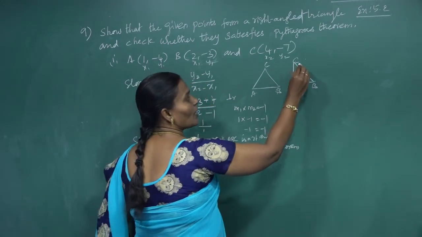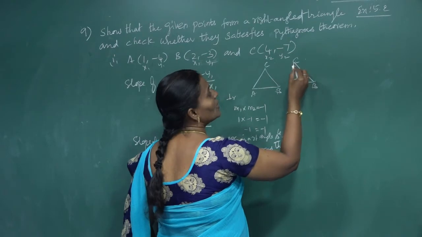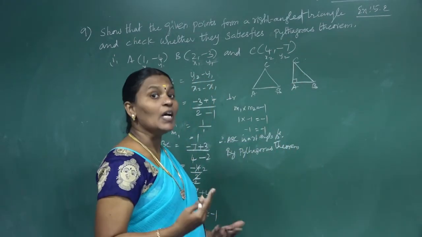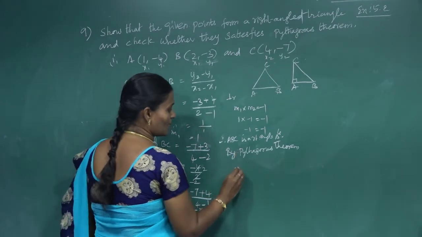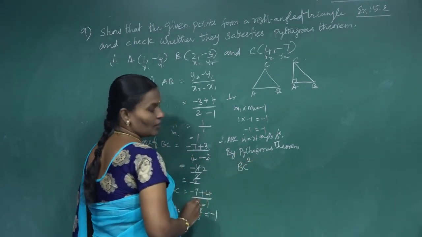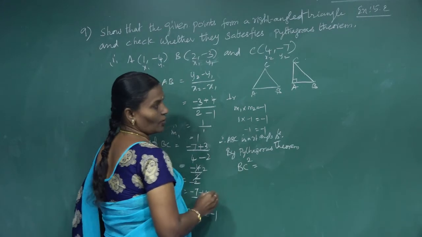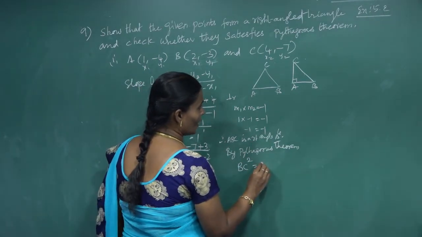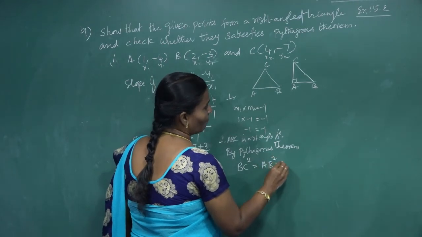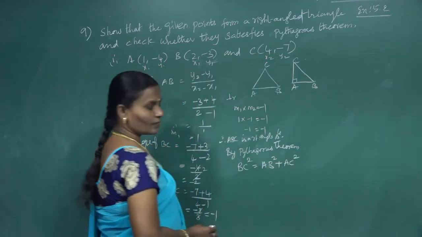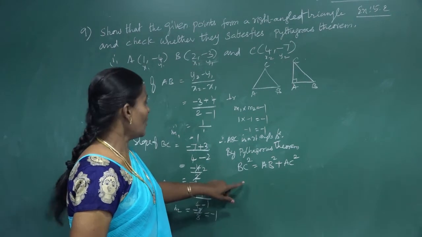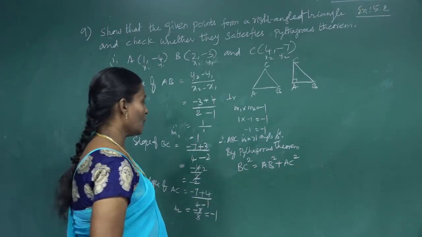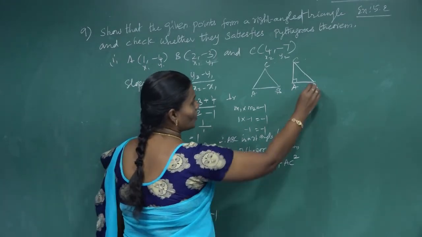So the square of the hypotenuse is equal to the sum of the squares of the other two sides. That means BC square, the hypotenuse, is equal to the sum of the squares of the other two sides. Which are the other two sides? AB square plus AC square. This is the Pythagoras theorem. Now you have to check whether it is satisfied or not. Now what is BC?